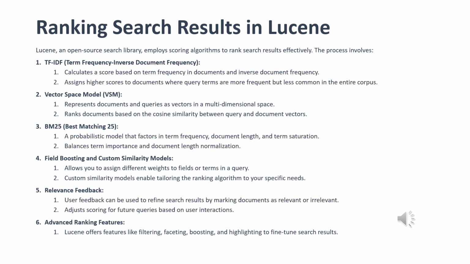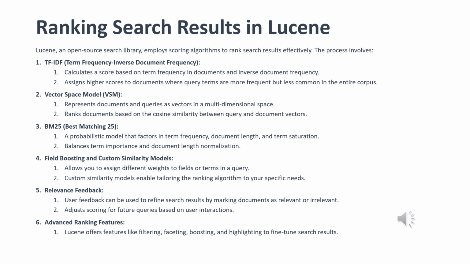Best Matching 25 is a probabilistic model that factors in term frequency, document length, and term saturation. It also balances term importance and document length normalization. And field boosting and custom similarity models allow you to assign different weights to fields or terms in a query.